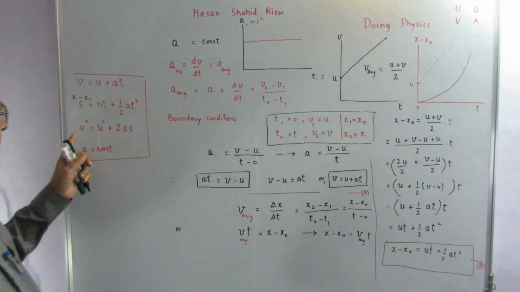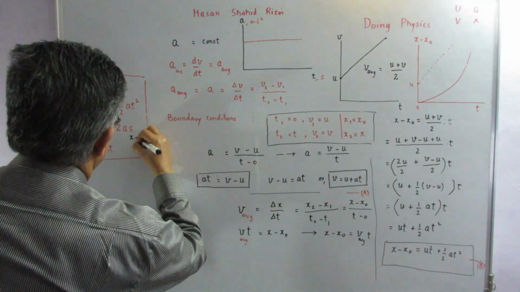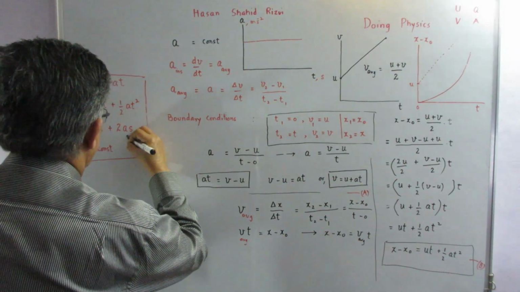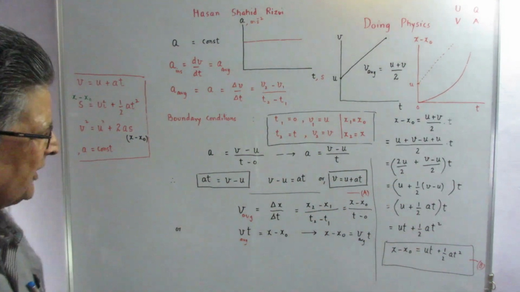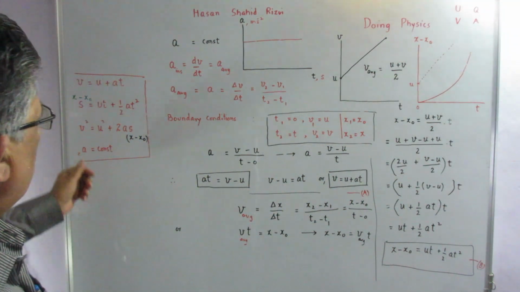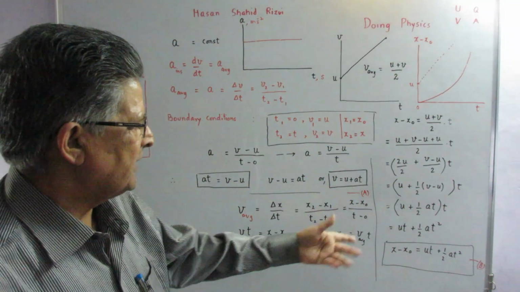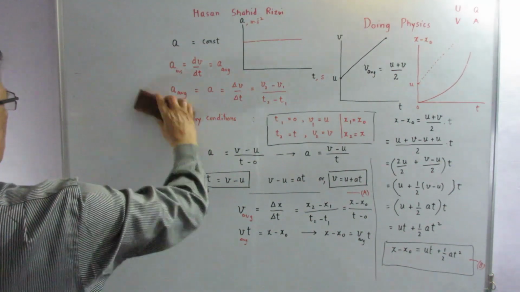So the third equation that we have, v square is equal to u square plus 2a(x minus x naught), where instead of x minus x naught we can write s, we can obtain it very easily with the help of a simple algebraic equation. What we do is very simple: I square this equation, and then we'll see what we obtain and substitute this equation over there. Okay, so allow me to now rub it off and write here.